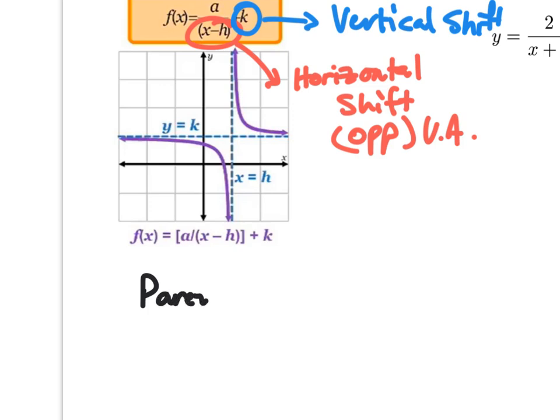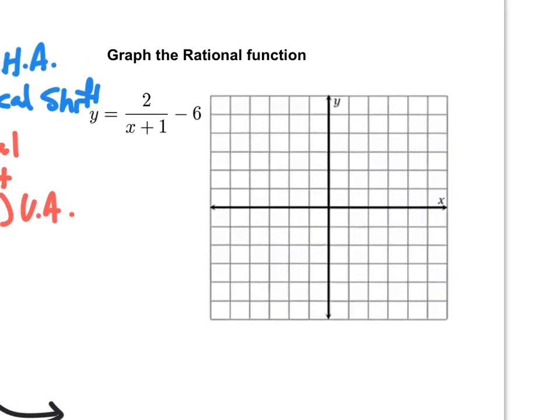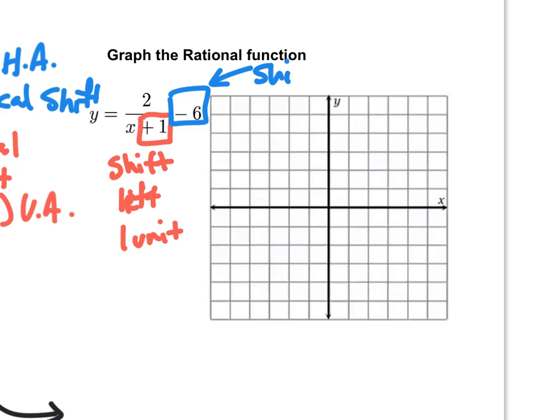Your parent function for a rational function is just f of x is equal to 1 over x. And that graph is going to look like this. So you can just move it and shift it however you need to. So here, if we think about that graph, your horizontal shift, this +1 here is going to shift left 1 unit. And then the -6 over here is going to shift down 6 units.